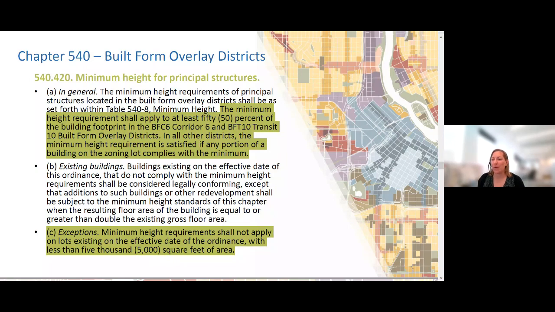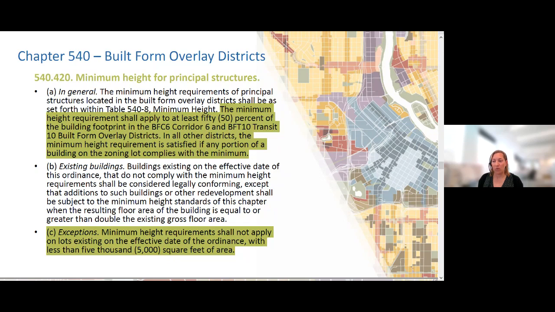This is for minimum height requirements, similar to the minimum FAR requirements. An exception for existing lots less than 5,000 square feet was also added for the minimum height requirements, exempting those. Another change to the minimum height requirements was made previously. To satisfy the minimum height requirement, at least 50% of the building footprint had to comply with the minimum height requirement in all overlay districts where the minimum height requirements apply.